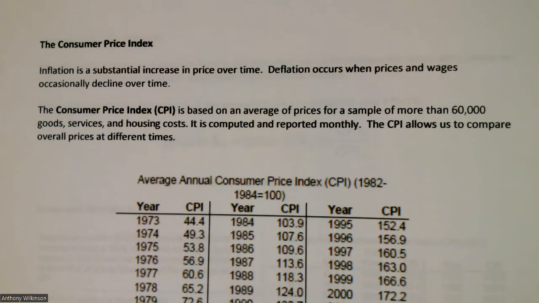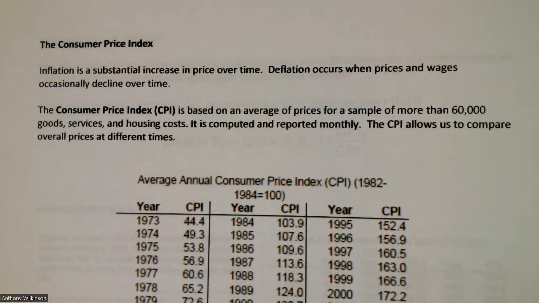Now the consumer price index, or CPI, is going to be based on an average of prices for a sample of more than 60,000 goods, services, and housing costs. It is computed and reported monthly. The CPI allows us to compare overall prices at different times.